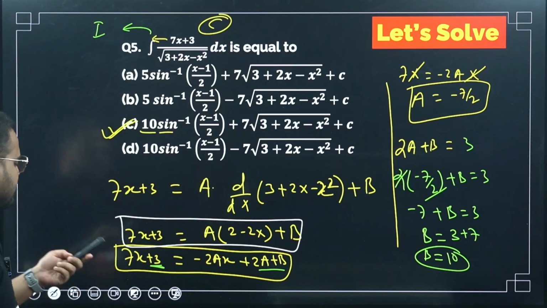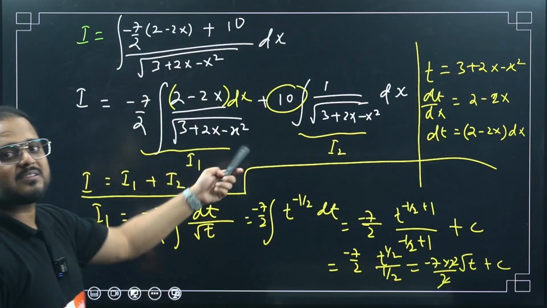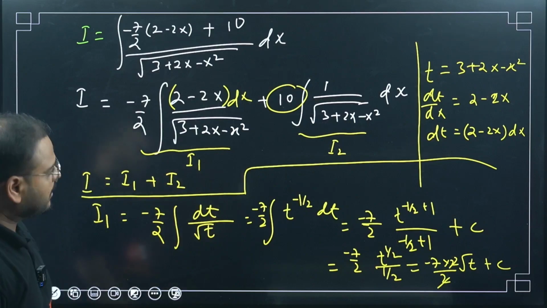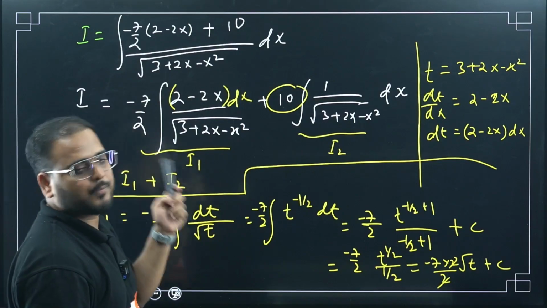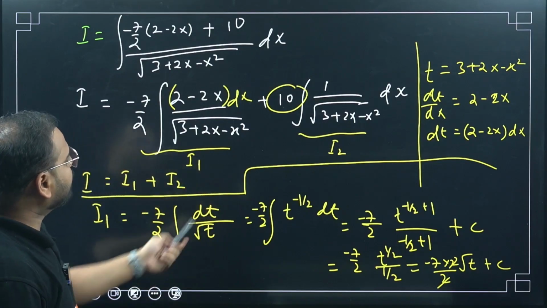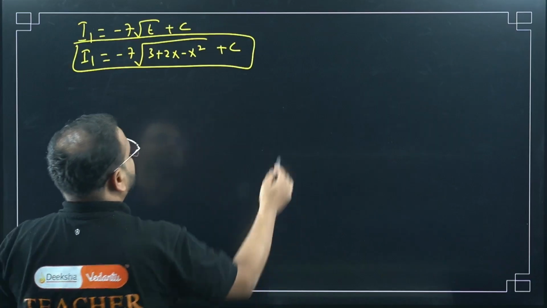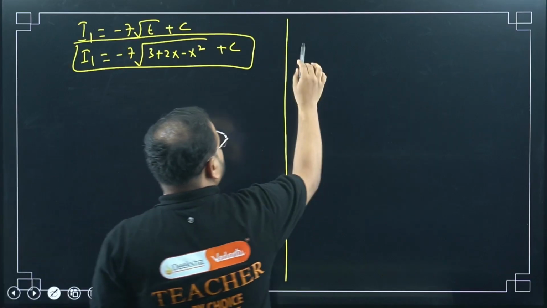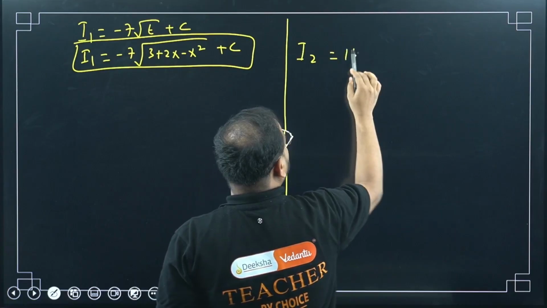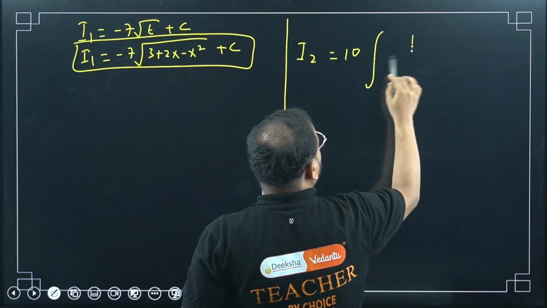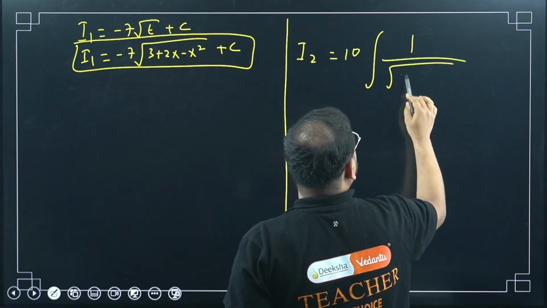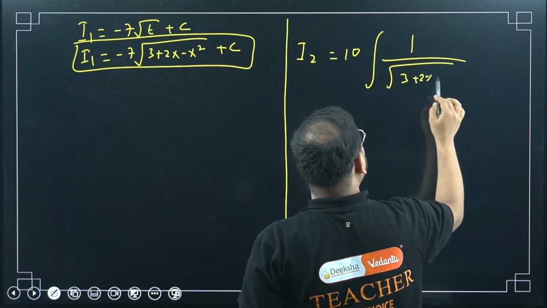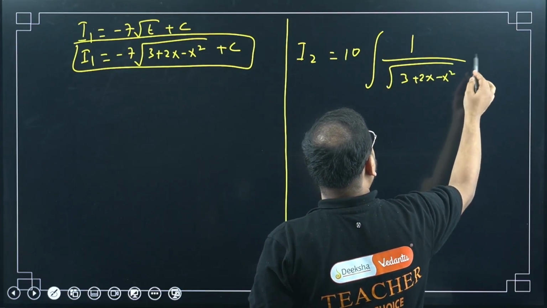Okay, I'll solve it, don't worry. But if you want, you can take this answer directly as your C option. I'll show you what is my I2. I2 is 10 times of the same thing. Now I'll go for I2, please check. So I2 will be 10 times of 1 upon root of 3 plus 2x minus x square dx.